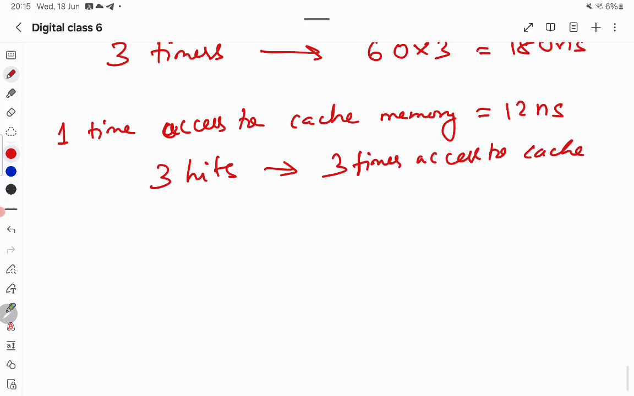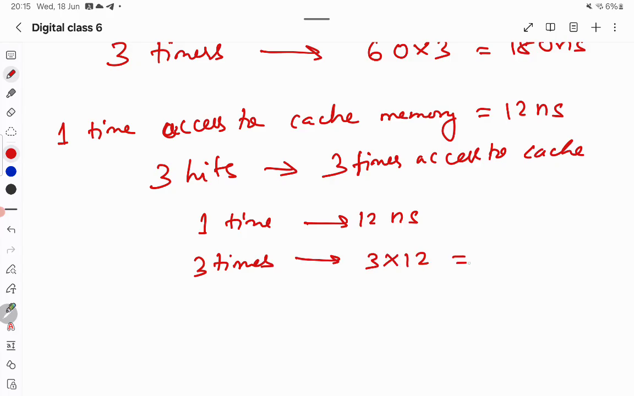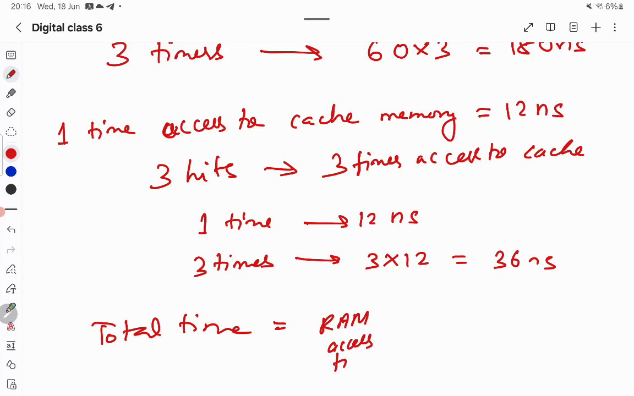That means for one time it's 12 nanoseconds, for one time it's 12 nanoseconds, for 3 times it will be 36. 3 into 12, which is 36 nanoseconds. So the total time will be the total RAM access time plus the total cache access time, right?